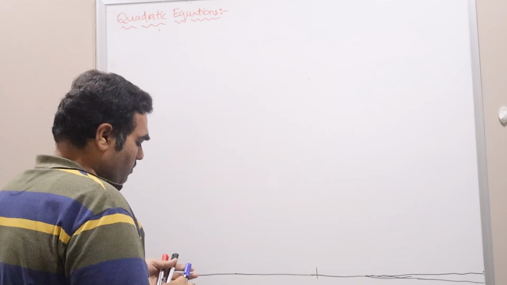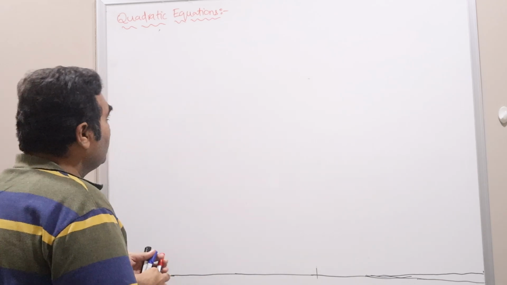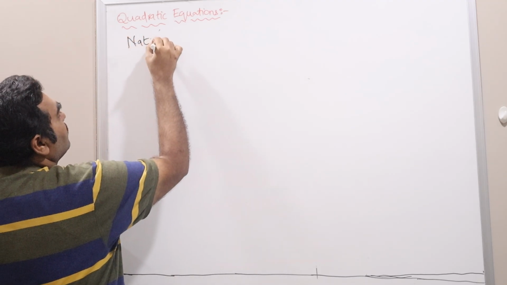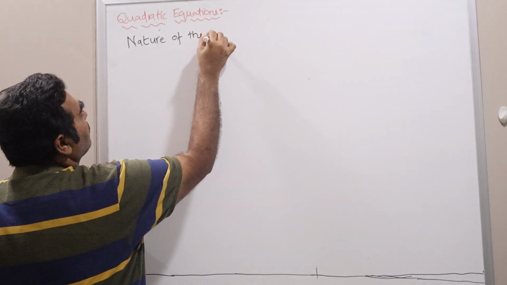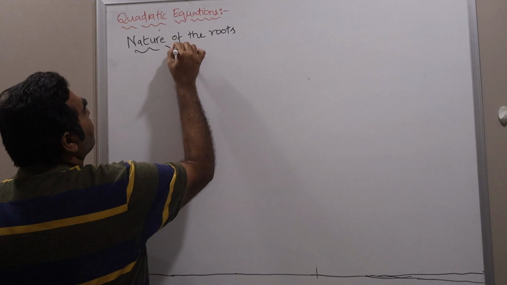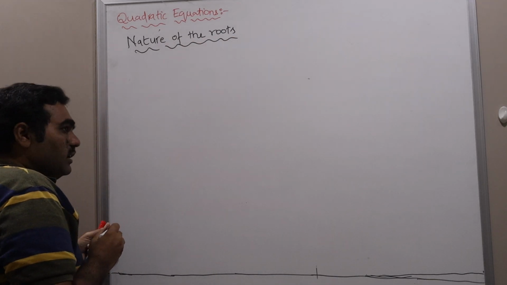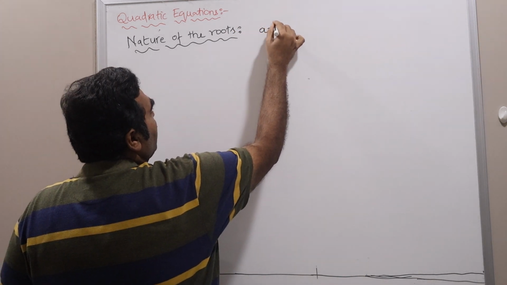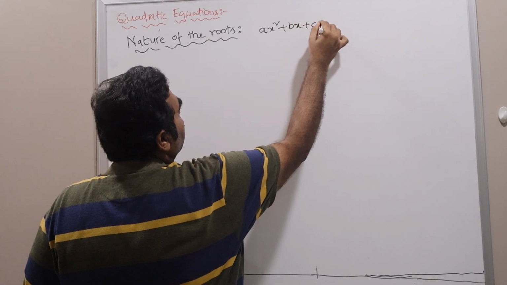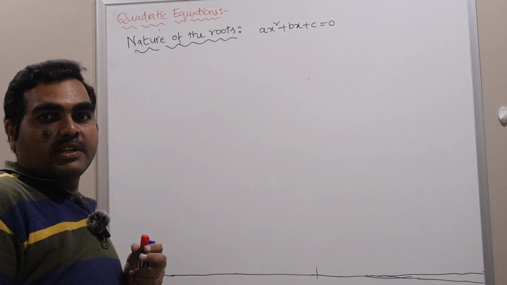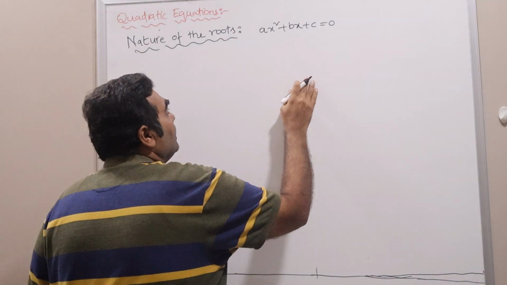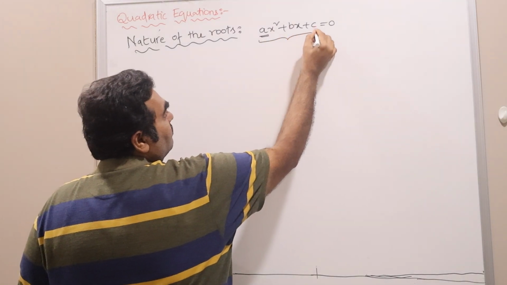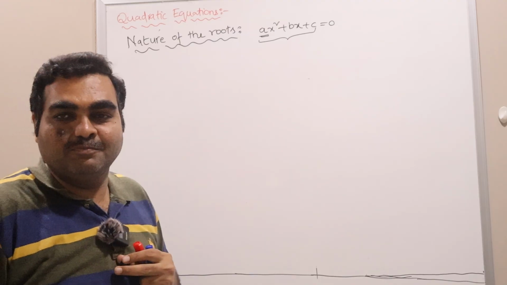So now let us continue the nature of the roots that we discussed the other day. Nature of the roots. There we have noticed that if the quadratic equation is ax square plus bx plus c is equal to 0, the coefficient of x square will affect the function, will affect the quadratic expression.